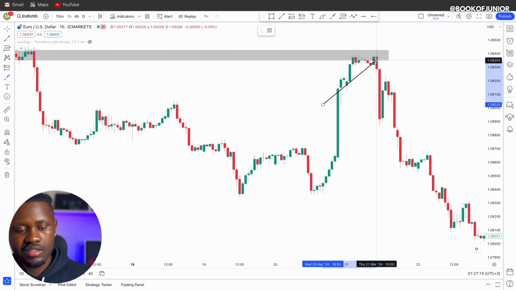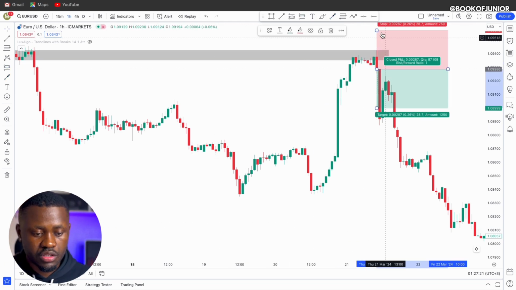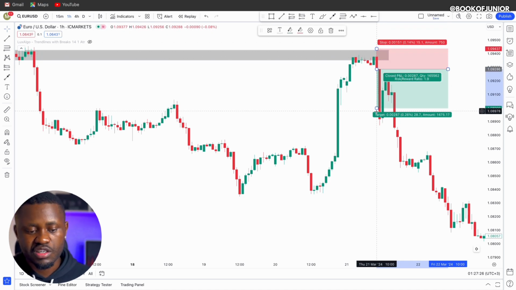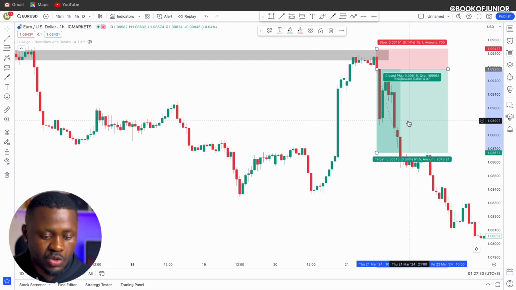So when you see this, take your trade, guys. You take your trade just like this. You put your entry there, put your stop loss above, just like that, risking around 15 pips, and then targeting this fair value gap right there, as you can see. So the target was almost 61 pips, guys.